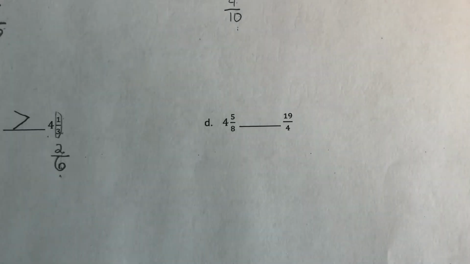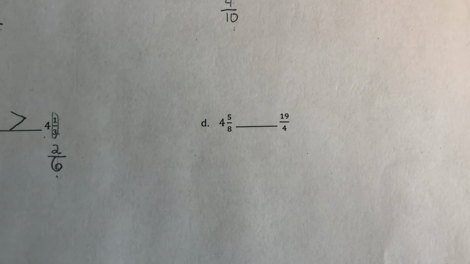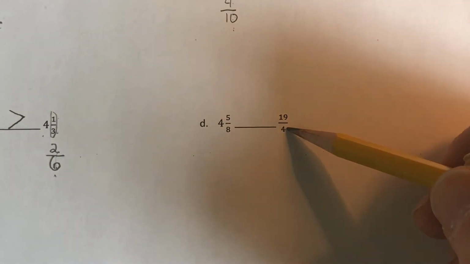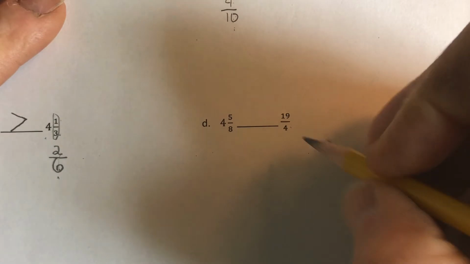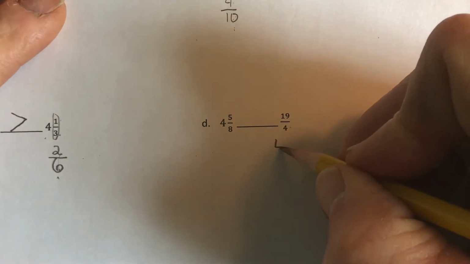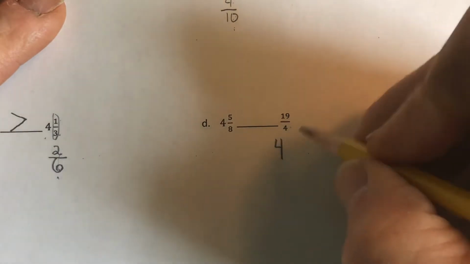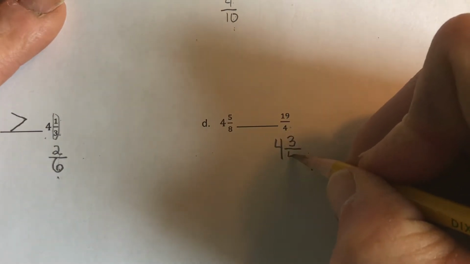And then finally is this last one. I look at 4 and 5/8 and 19/4, okay? I'm going to need to take care of this somehow. I'm going to make this one into a mixed number and see what I can go from there, right? So 4 goes into 19 4 times, because 4 times 4 is 16. There'd be 3 left over to get to 19, right? So it looks like I've got 4 and 3/4.